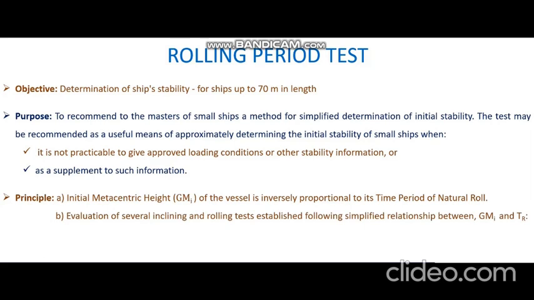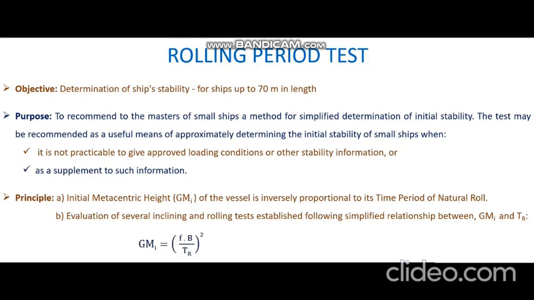Okay, evaluation now. Because it is based on experiments, a lot of inclining and rolling tests were established. They further simplified this formula because we are recommending it to masters of small ships where competence could have been a challenge. You can't be saying 2πK over √(g·GM). Where is he going to get the K from? So for such use, this has been further simplified.